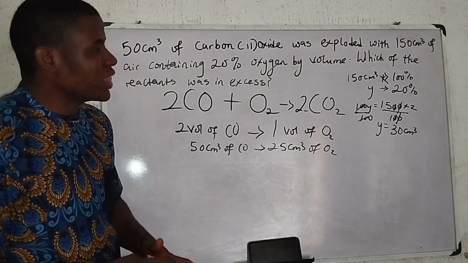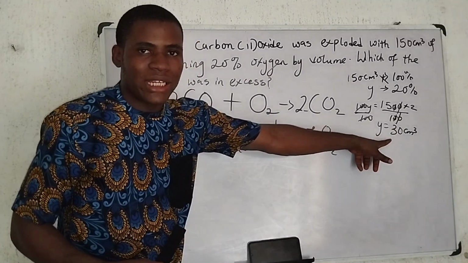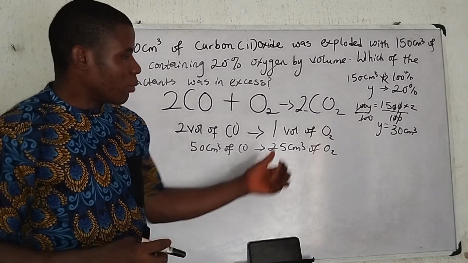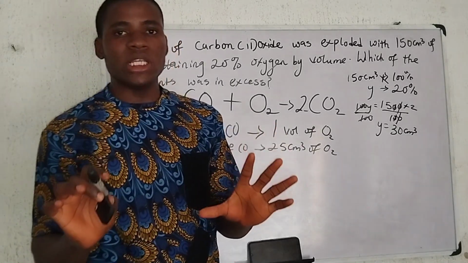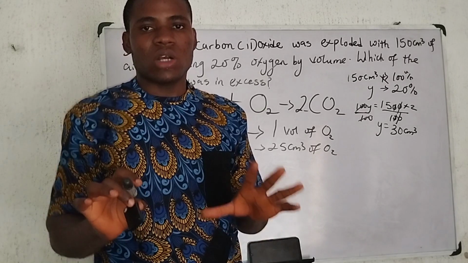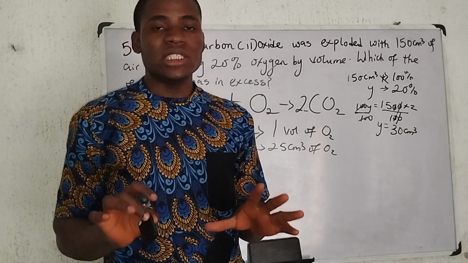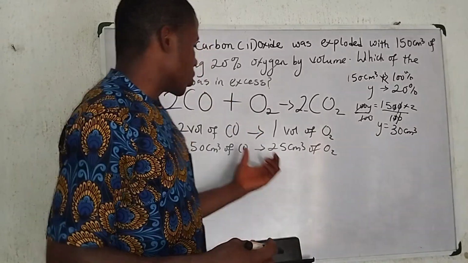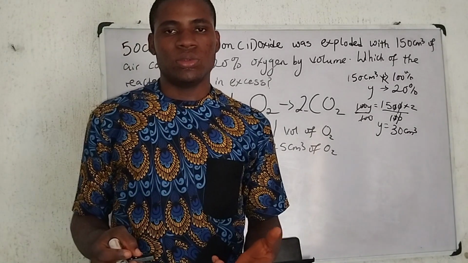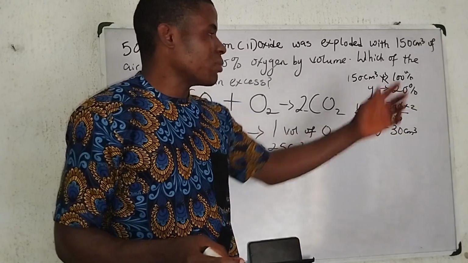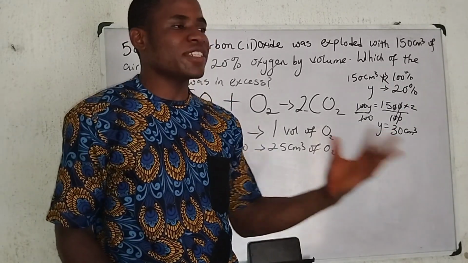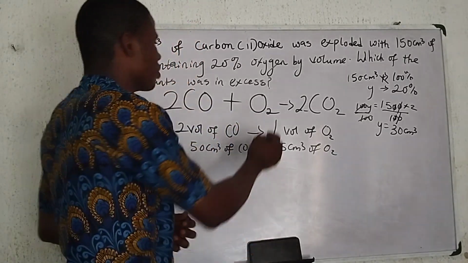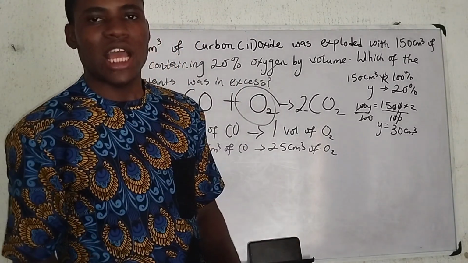But the oxygen available is 30 cm³ of oxygen. So that tells us that oxygen was in excess, because normally the volume of oxygen that was meant to come into reaction is 25 cm³, but 30 cm³ was present. So it means that we have 5 cm³ that did not react. Does it make sense? Therefore, our answer becomes: oxygen was in excess. Have a nice day.